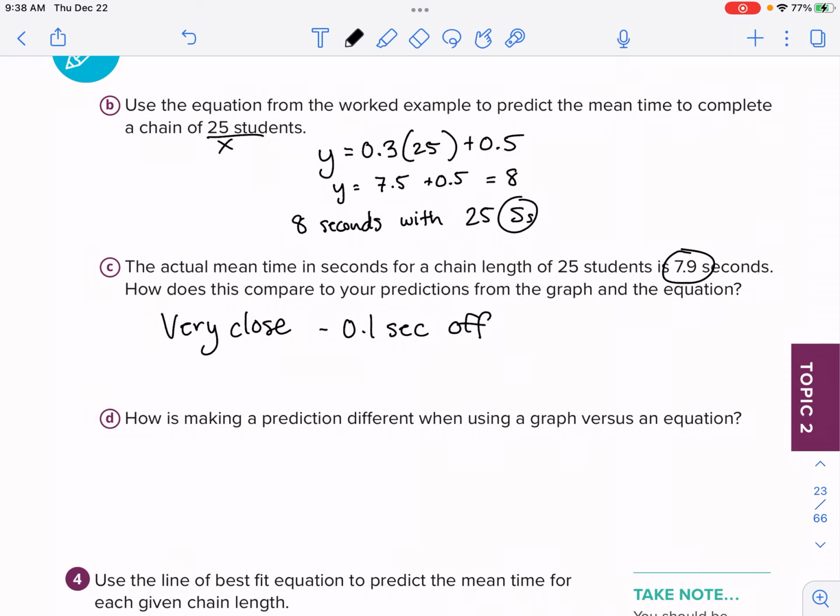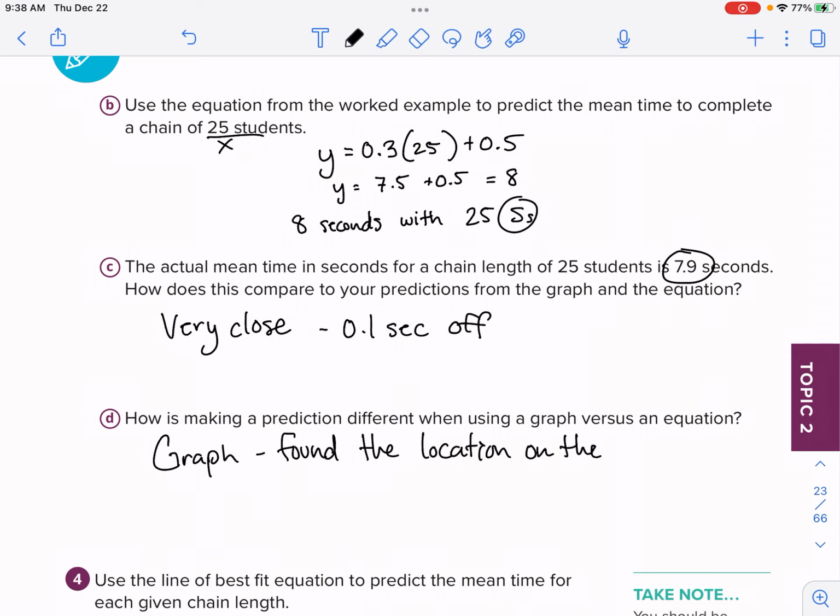And then D, how is making a prediction different from using a graph versus an equation? For the graph, or at least for interpolation, we just found the location on the line.